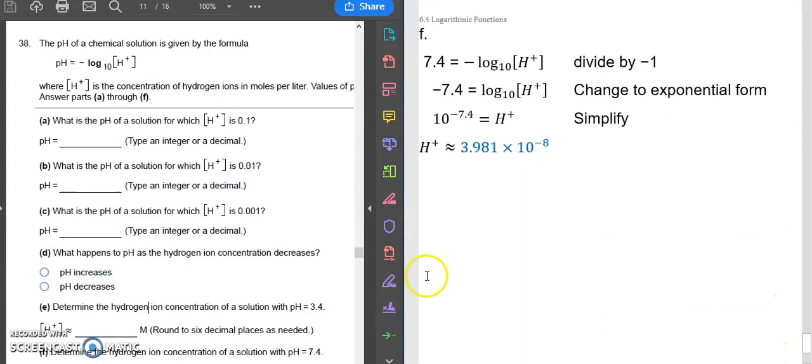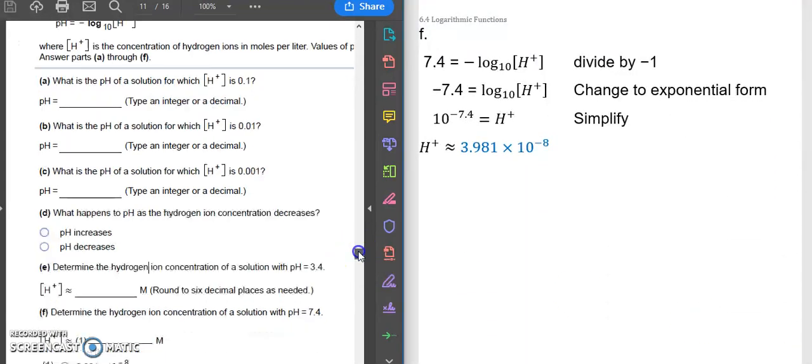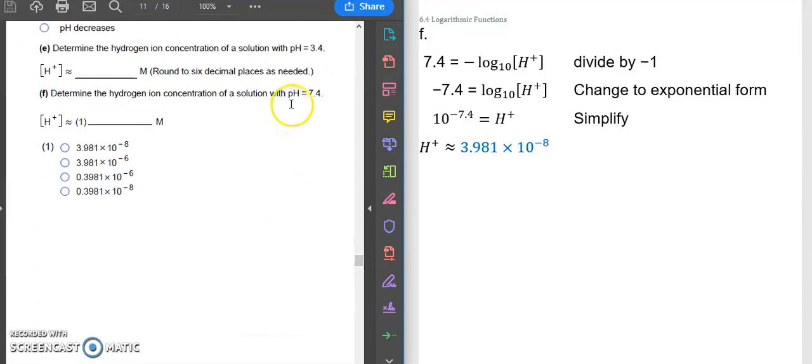For part F, it says determine the hydrogen ion concentration when the pH is 7.4. So we go through a similar process. We plug in 7.4 for pH, and then we are going to change it to exponential, and we are going to simplify it this time. Even if you type it in your calculator, most calculators will just spit it out in scientific notation, and this is what we are going to be left with, 3.981 times 10 to the -8. So that is our first answer choice for this one, and we are done.